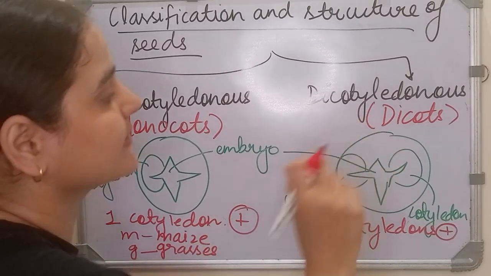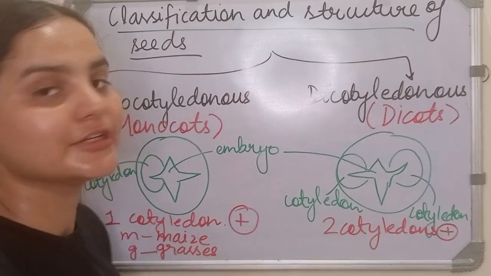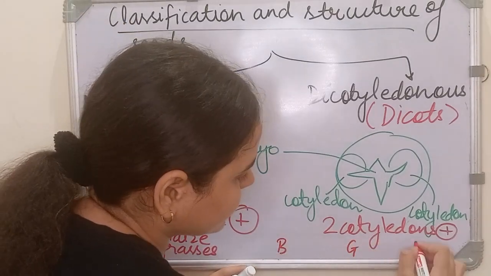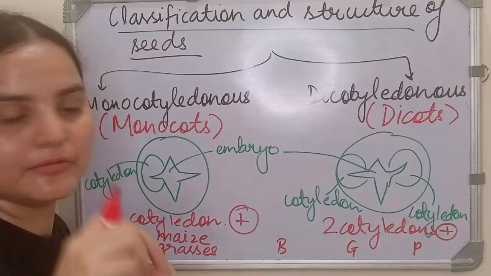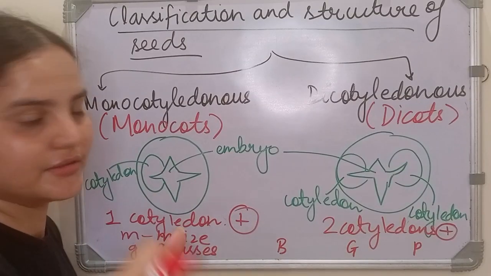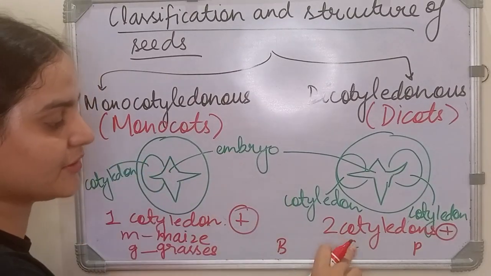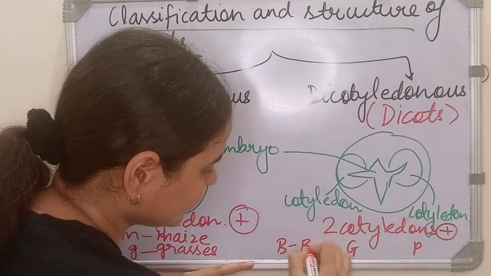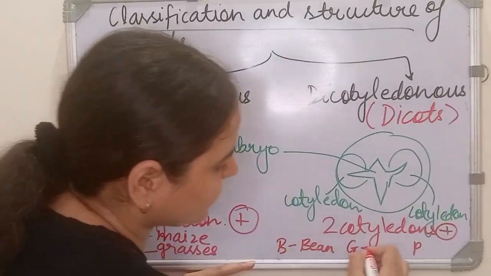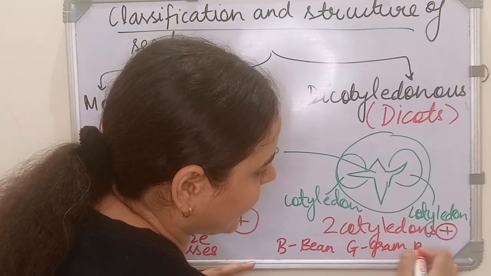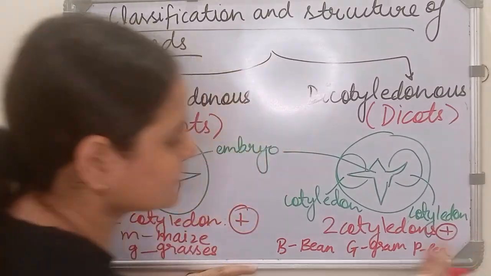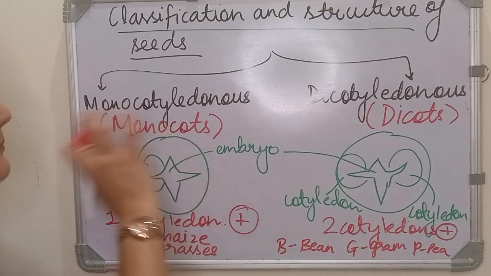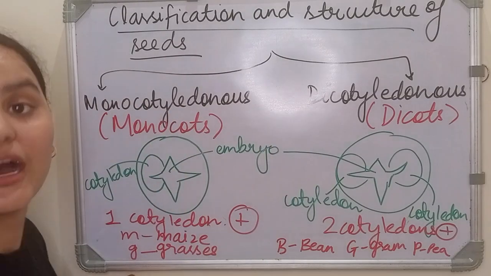Okay. Now the example of dicot which is given in your book is BGP. You can remember it by Bharatiya Janata Party, with G, okay, not J. It's G. So B for bean, G for gram, and P for pea. So these are the examples of dicots, and maize and grasses are the examples of monocots. Now let's see the other category.